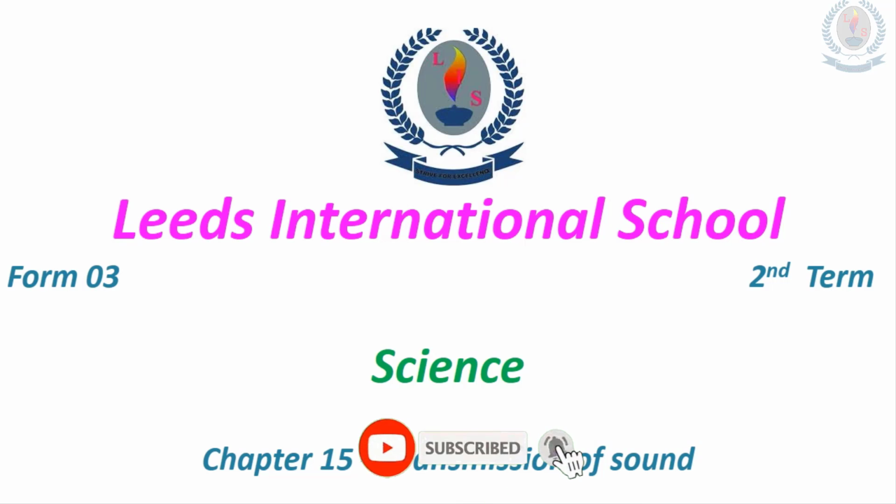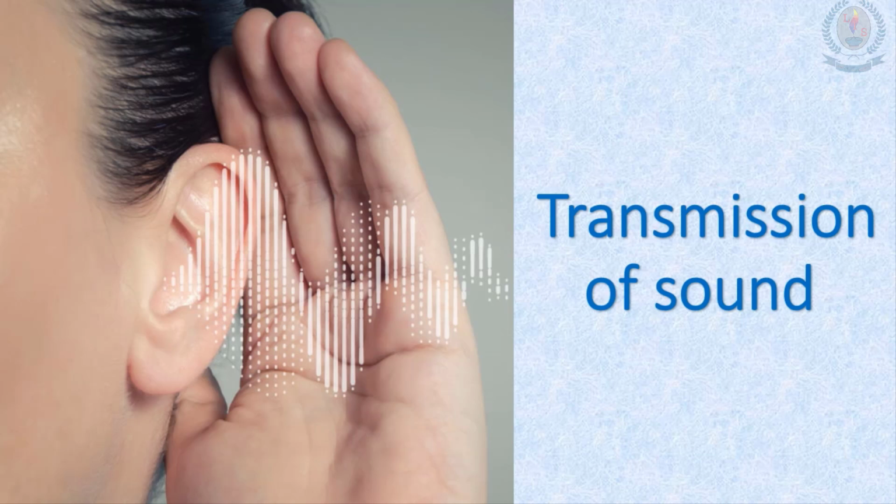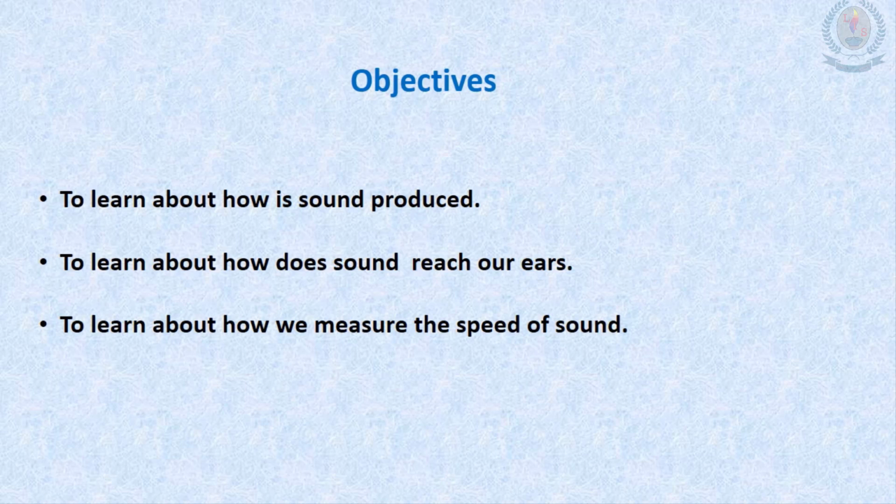Grade 3, Second Term, Science, Chapter 15, Transmission of Sound. From this lesson, we are going to learn about how sound is produced, how sound reaches our ears, and how we measure the speed of sound.